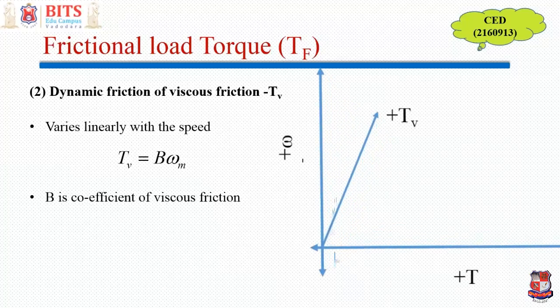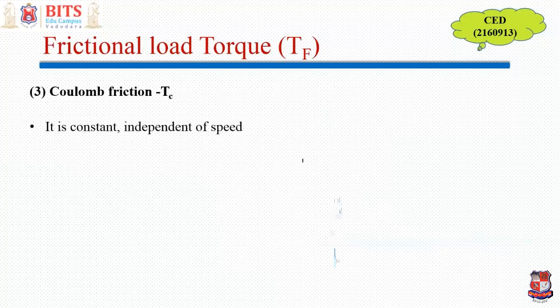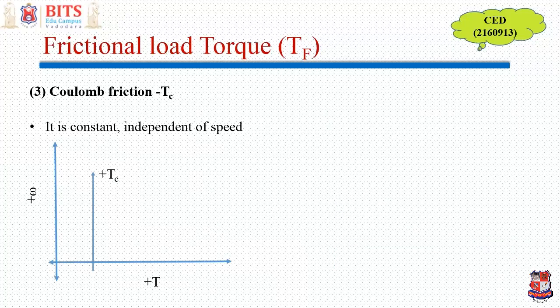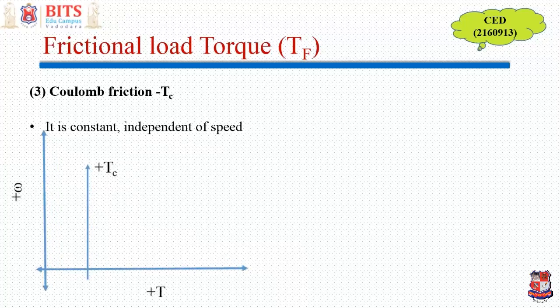This is how you can see the variation of dynamic friction with respect to speed. And third is Coulomb friction. Coulomb friction is constant and it is independent of speed. It is there because of the construction or combination or the manufacturing part or the assembly of the arrangement or the drive. So it is constant. It has nothing to do with the speed. And for most of the applications, Coulomb friction is not that significant and can be neglected.